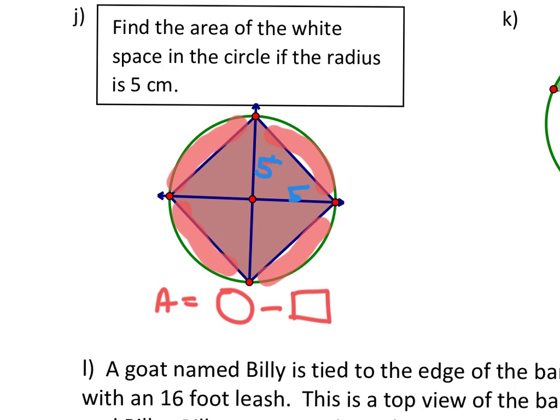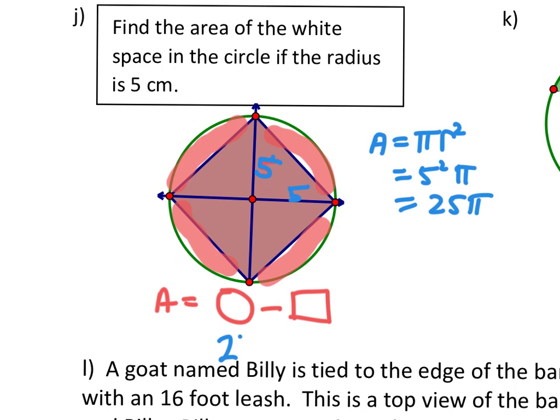Where the area of a circle is pi r squared. Okay, so then if the radius is 5, it'll be 5 squared pi, which is equal to 25 pi. So the area of the circle is 25 pi. Now we have to figure out the area of the square.